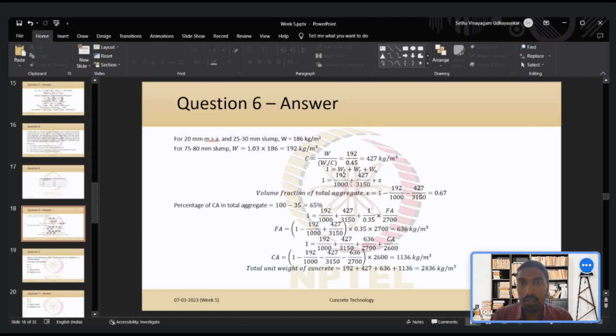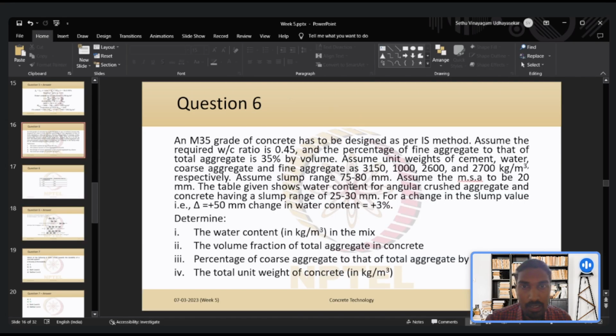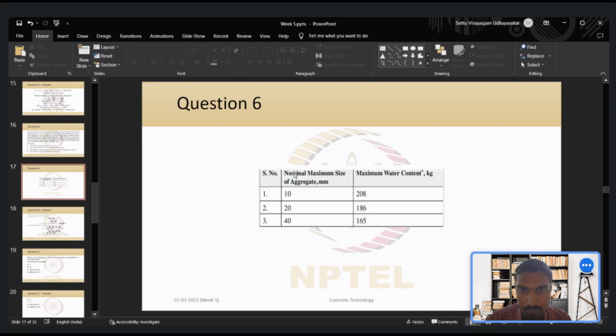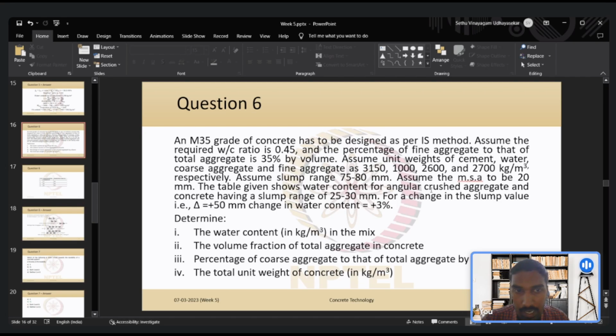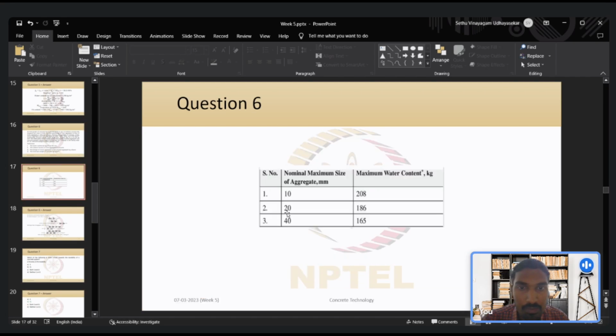So what did we do? This is the IS method. First we started with finding the water content in the mix, right? To do that we used this particular information, where we are given, for different nominal maximum sizes, the maximum water content that we can have. This is for a particular type of aggregate, so it will vary for different aggregate types. We are given for angular crushed aggregate, so for 20 mm MSA for angular crushed aggregate, the maximum water content is 186 kilograms per meter cube.